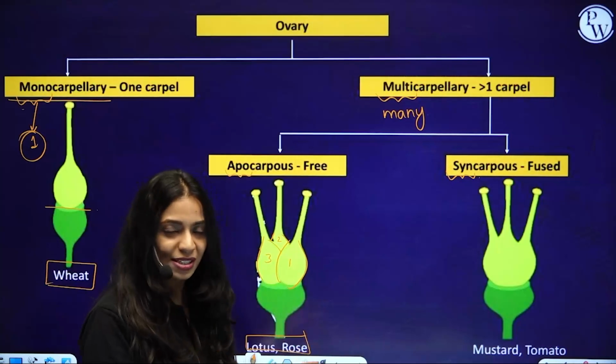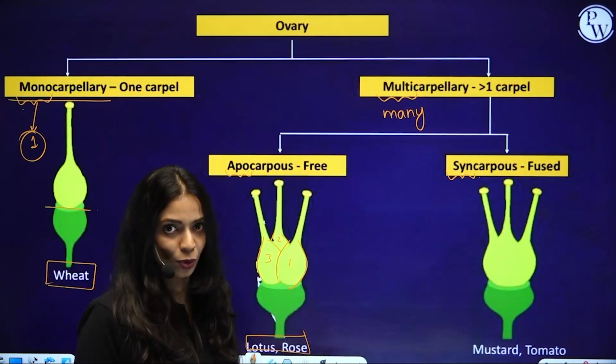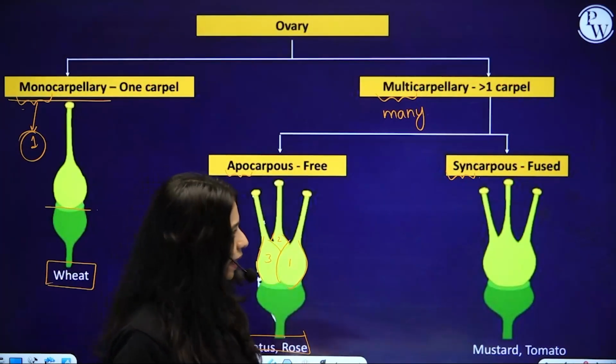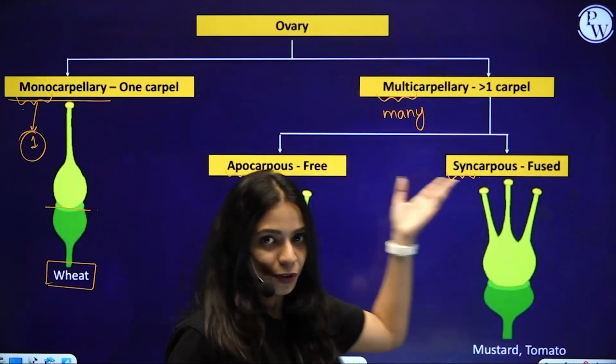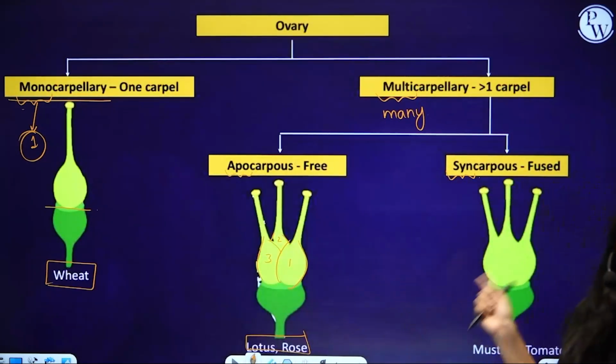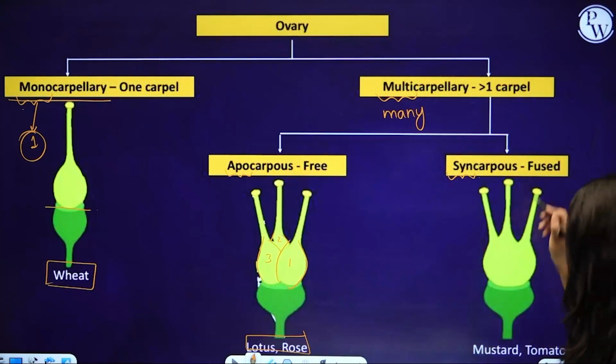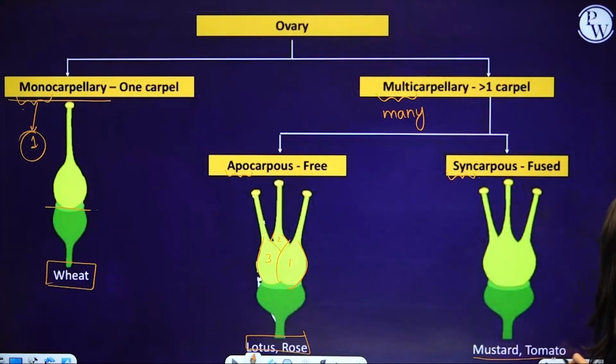Such a condition is said to be apocarpous condition, where the carpels are more than one in number and they are free. If it's obviously only one, we don't talk about free or fused because there's only one, right? If there's more than one, it can either be free or it can be fused. If it is free, it is apocarpous. If it is fused, it is syncarpous. Examples for syncarpous include mustard and tomato. Okay?